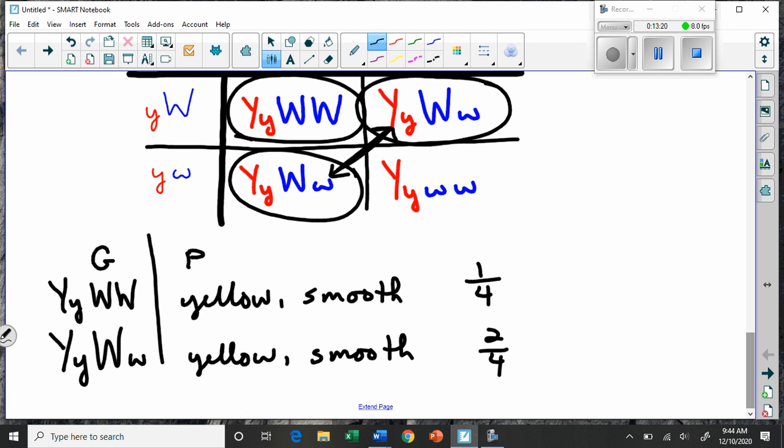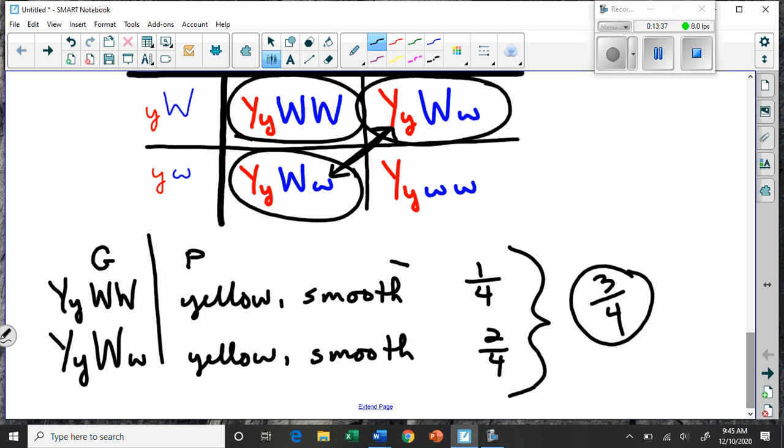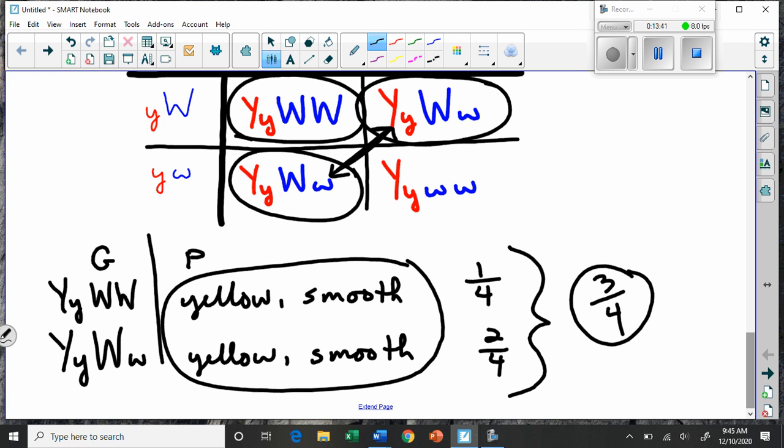So that means if we're going to do the phenotypes, we have to put these 2 together because they're the same thing, aren't they? So these 2 are both the same phenotype. That means actually 3 out of the 4 options are producing the same phenotype, even though the genotype is slightly different. They still look the same because of the dominant genes.